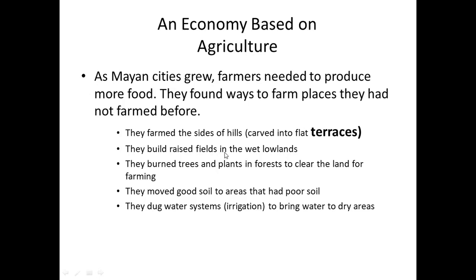They built raised fields in the wet lowlands, and then they burned trees and plants in forests to clear the land for farming. In the Philippines, we are using kaingin farming. Kaingin means you will burn the wild plants doon sa lugar na yan so that you can replace it with crops. Crops are useful to man, unlike yung mga wild na mga bushes, hindi.